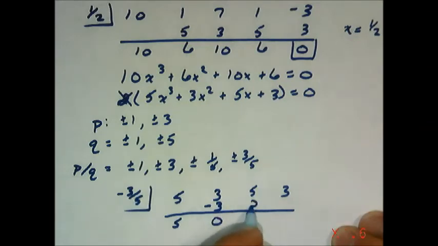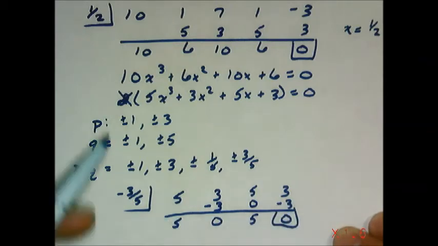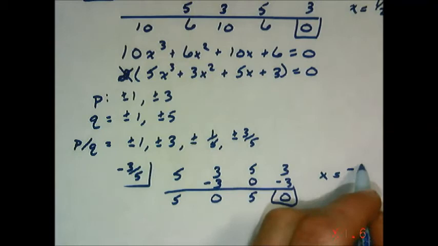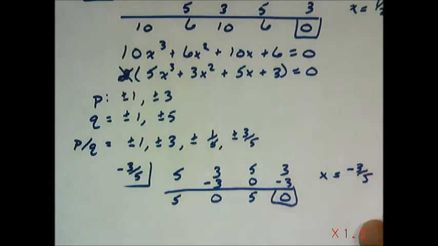0 times negative 3/5 is 0. Bring down my 5. Negative 3/5 times 5 is negative 3. And look at that. Would you look at that? That is absolutely amazing. 2 times I picked strange numbers and they both worked for me. All right, so we know then that x equals negative 3/5 is going to be a possible solution as well. I knew the answers, really. I didn't just do it on my own.